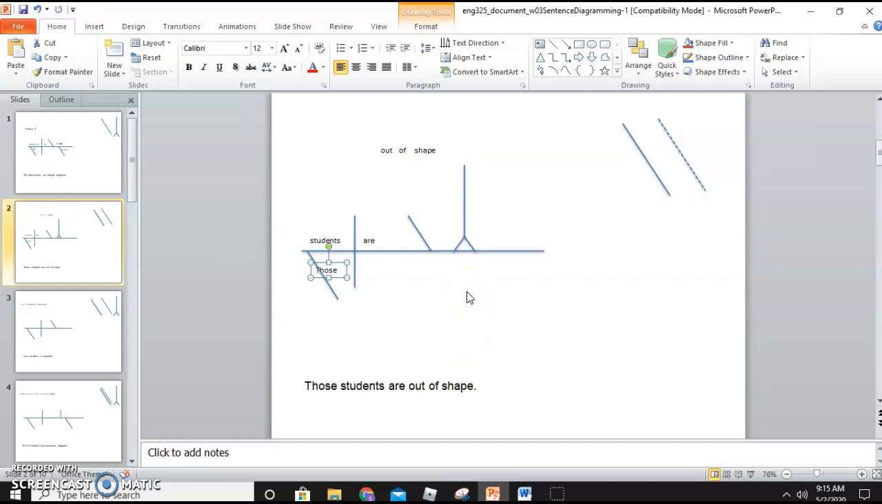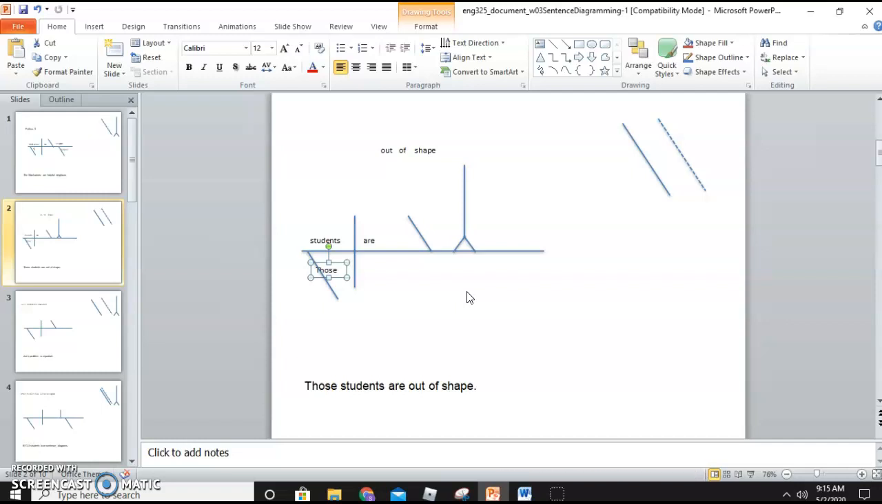Second, it needs to be functioning as an adjective, meaning it's modifying or describing a noun. So, out of shape is describing students. So we've met that rule. Third one, and this is where Vito, the author of the book, and I disagree. She says that you should be able to substitute a one-word adjective for it. Like those students are unhealthy, maybe. My problem is my brain doesn't always come up with a one-word adjective. I'm just not that sharp.